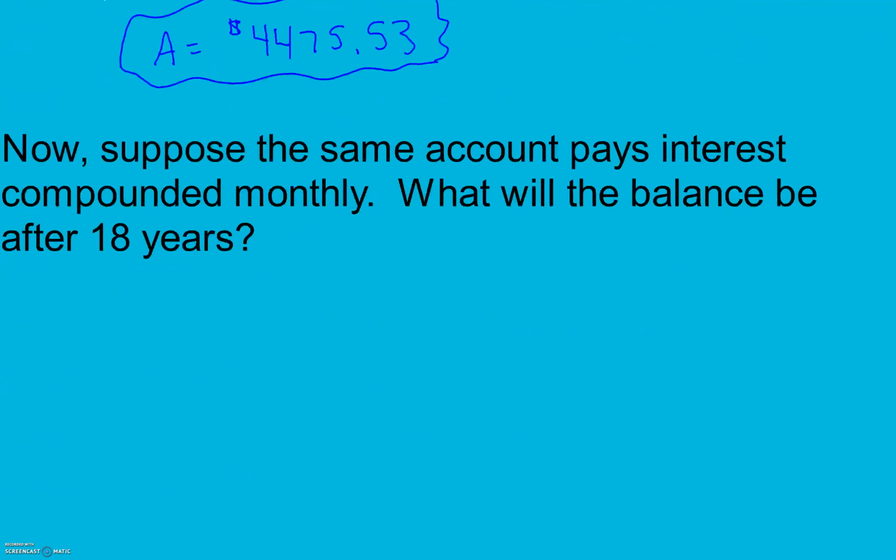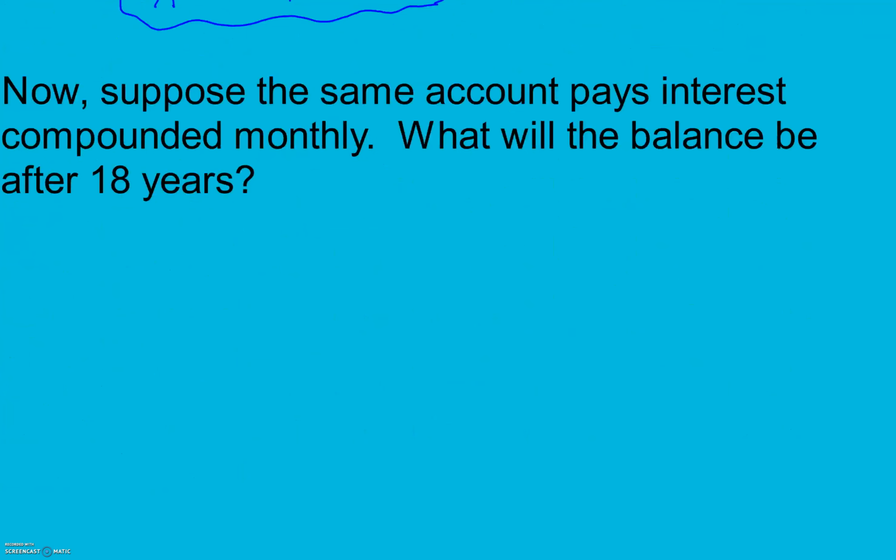Now, feel free to pause here and give this one a try. Same situation, same principal. The only difference here is that it's compounded monthly. We still want to know what our balance is going to be after 18 years. So A equals P times 1 plus R over N to the nt power. You're going to want to know that formula.